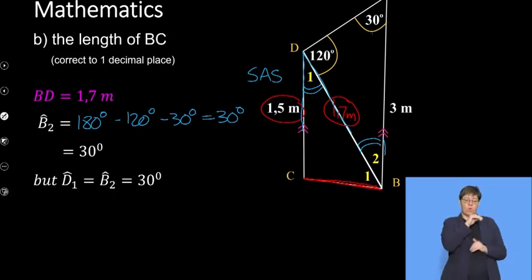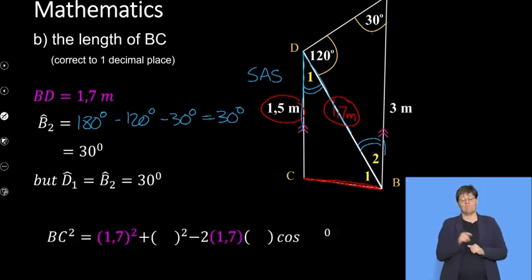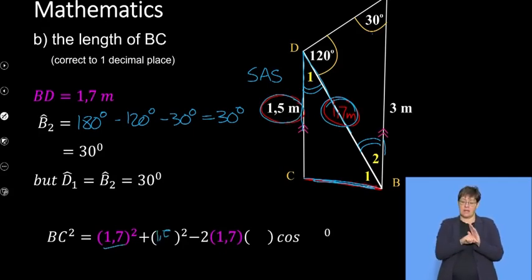Okay, now we're going to try and write out the cos rule for this triangle here. Because we're trying to find BC squared, remember we're going to use that side squared, 1,7 squared, plus the other side that we have, so it's going to be 1,5 squared, minus 2, and remember we've got to use this one and then that one in our bracket.